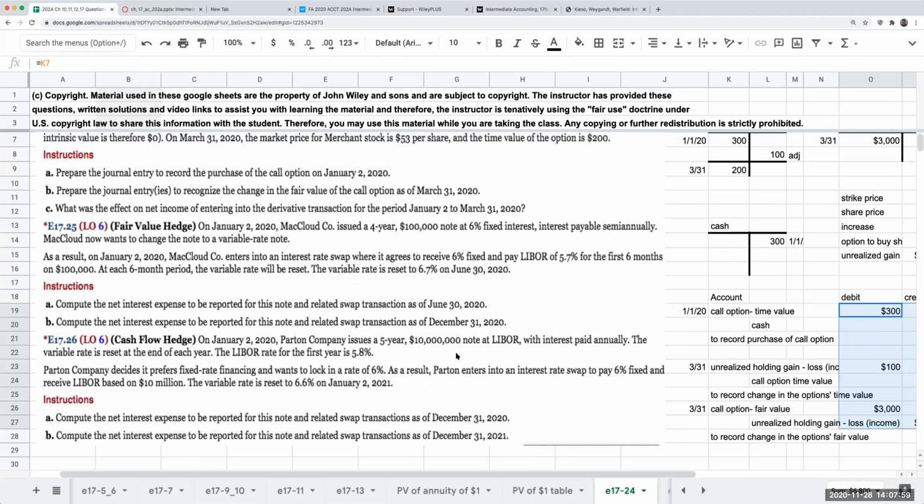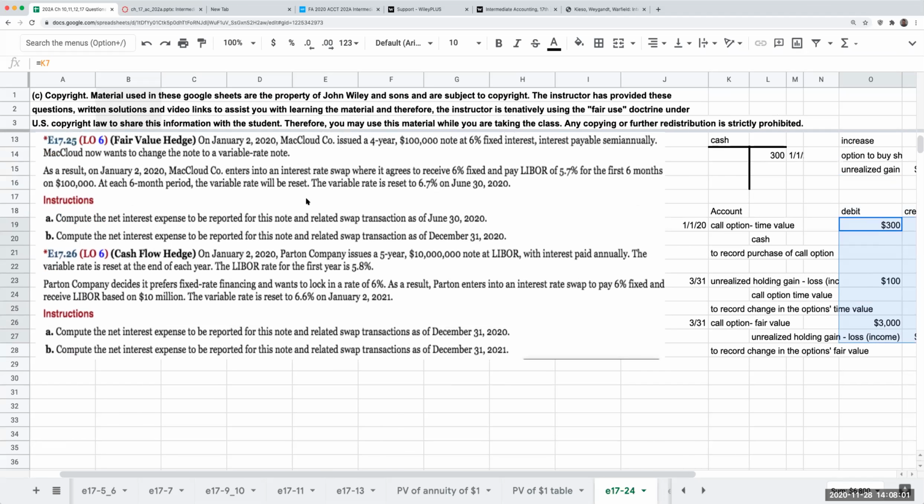So on January 2nd, McLeod issued a 4-year, $100,000 note at 6% fixed interest payable semi-annually. That means it's going to pay 3% twice per year. McLeod now wants to change the note to a variable rate note. Okay. Can you do that? Sure, you can do anything you want, right? It's just there will sometimes be consequences to that.